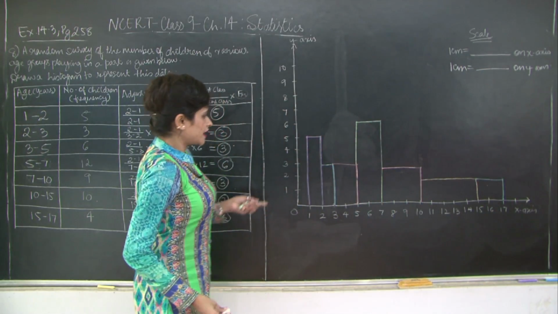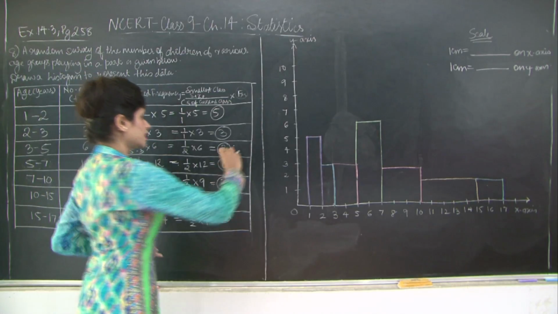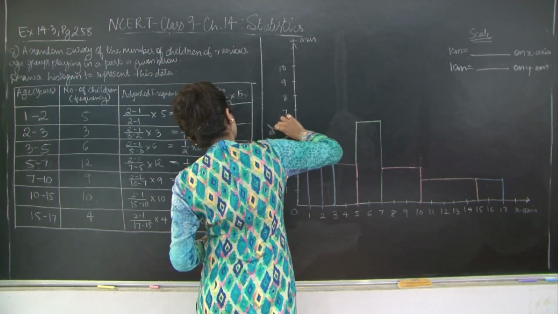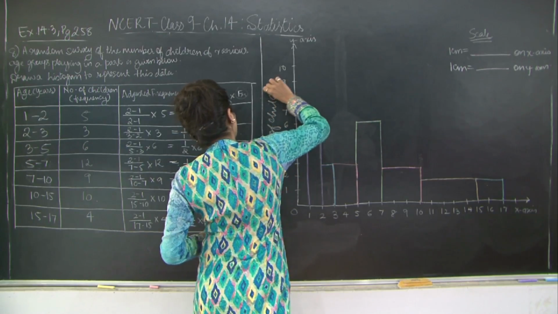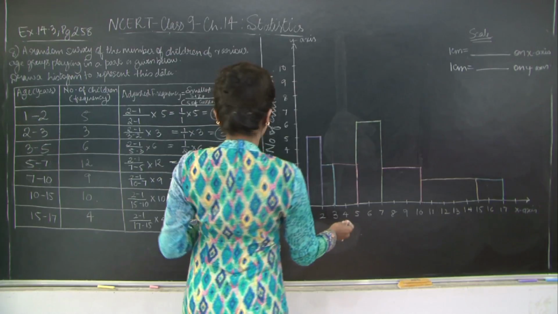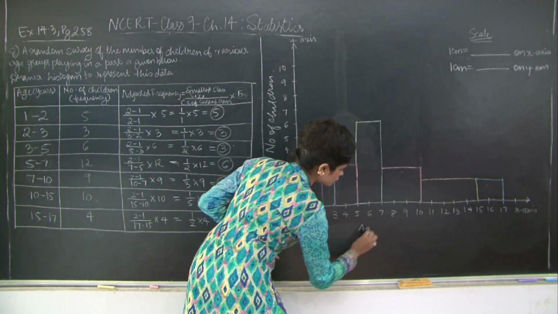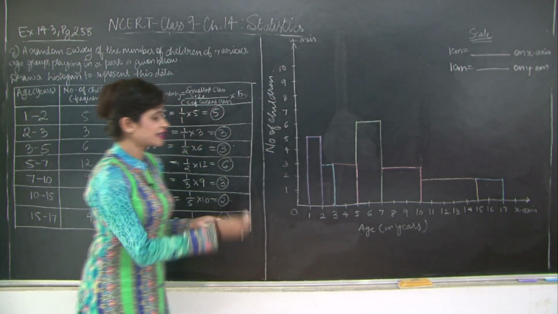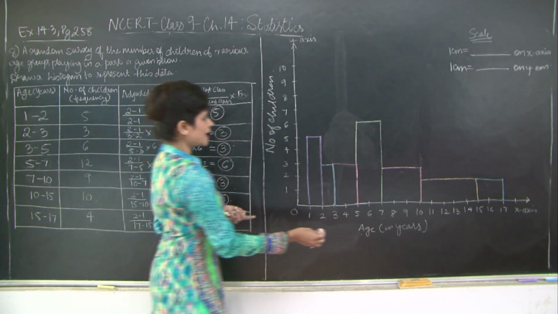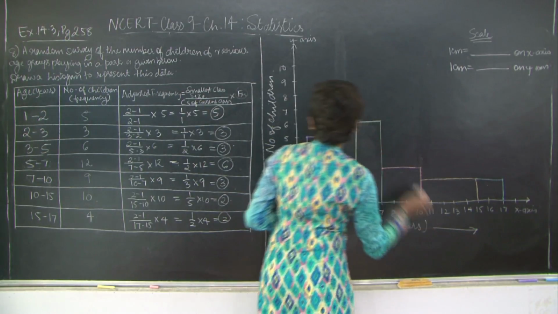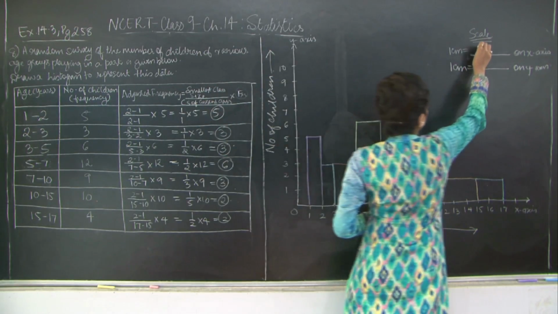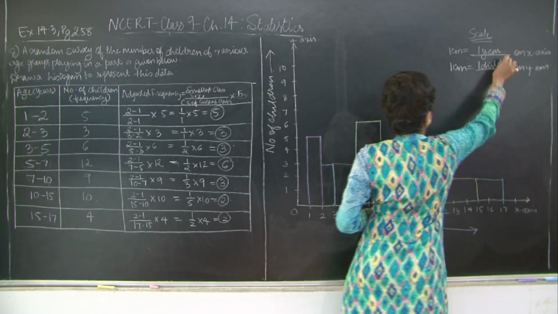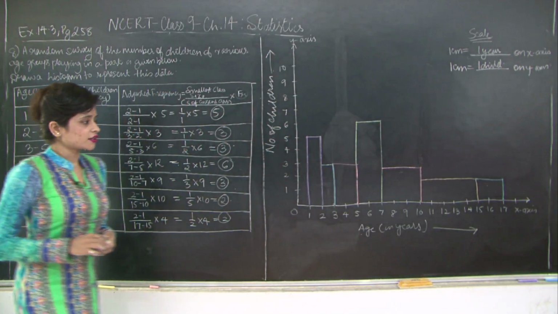This is the histogram, but there is some labeling that is missing. So let's do the labeling. I have the frequency. So this is number of children on the y-axis, and on the x-axis I have age in years. So what is our scale going to be? Our scale will be 1 year on x-axis and 1 child on y-axis. So please take a look at the solution.